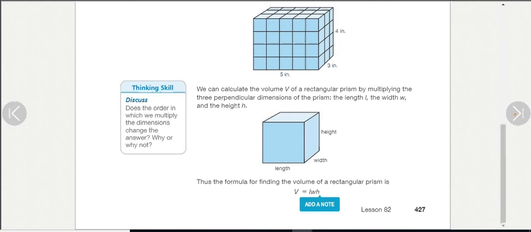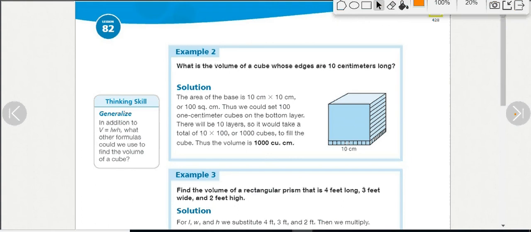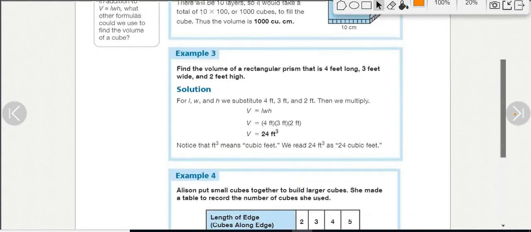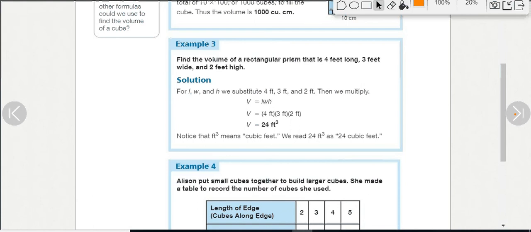Whoops. Give me a sec. So they do it with the one we were looking at earlier. You can do it with just words without a picture. It just says the volume of a rectangular prism, 4 feet long, 3 feet wide, 2 feet high. Those are the 3 measures we need. So 4 feet times 3 feet times 2 feet is 24 cubic feet. You didn't even need a picture that time.